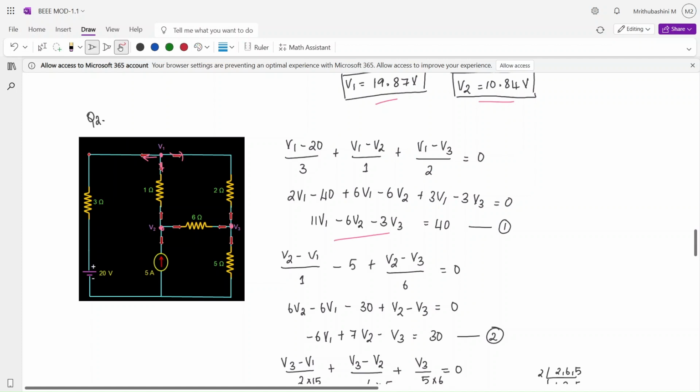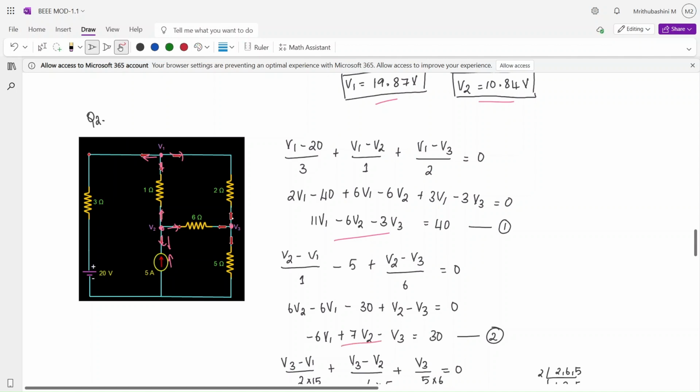Next, for V2, you will draw all the nodes outside. All the currents moving outside. So here it will be minus 5 because the current 5 ampere is moving in this direction and this current is coming in this opposite direction. So you will write it as minus 5. Alright. Plus V2 minus V3 by 6. V2 minus V1 by 1. Alright. Is equal to 0. Solve it using LCM. You will get the next equation.